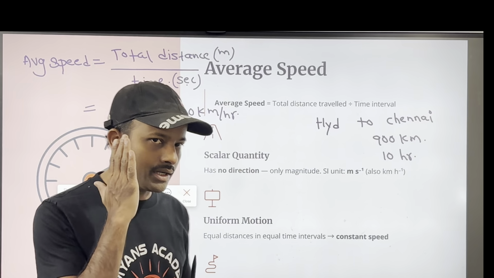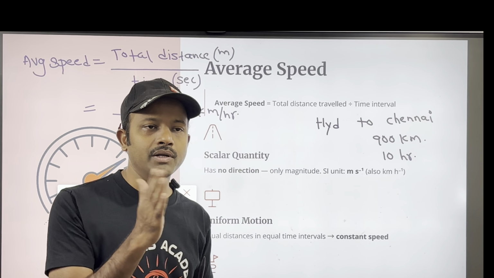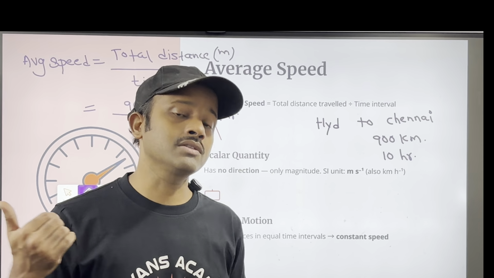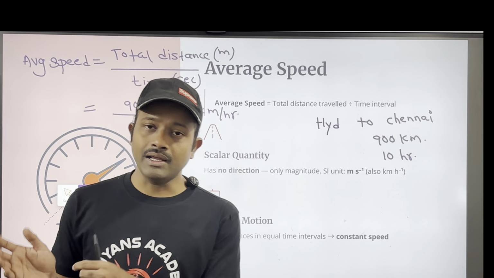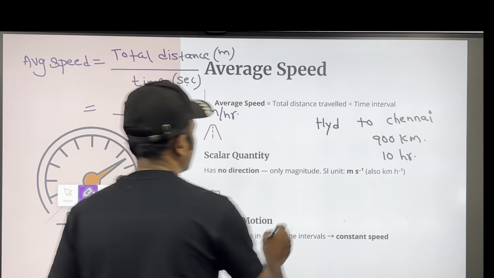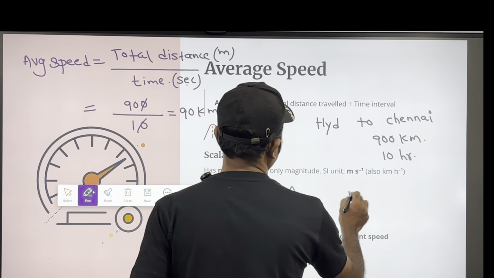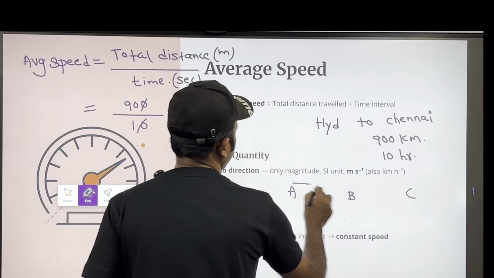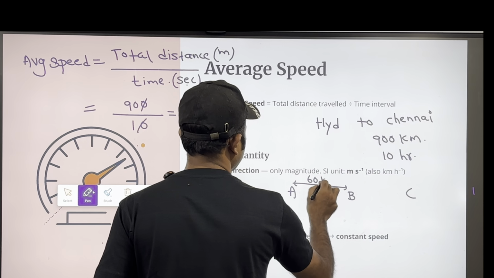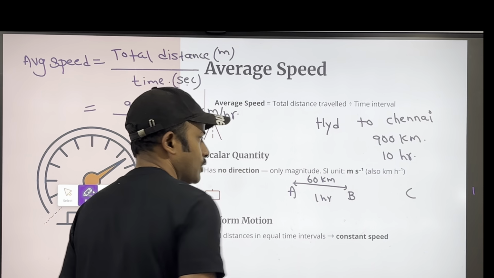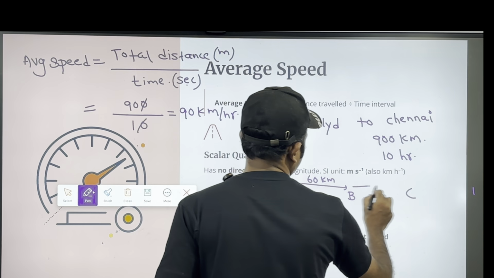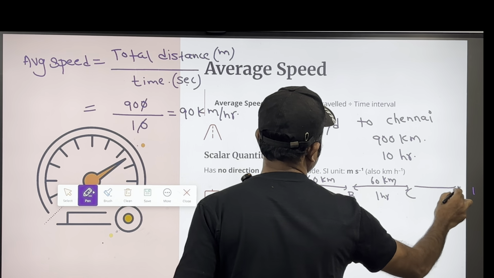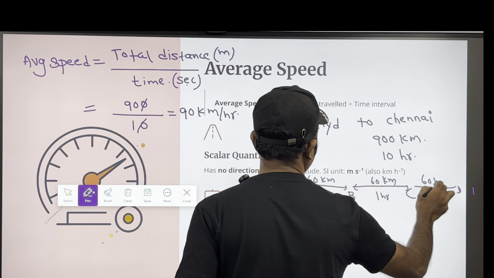Suppose you are maintaining the same speed, so your speedometer is not deflecting. It is always showing 60 km per hour, which means you are moving with constant speed. Let us say you are moving from A to B, B to C, C to D, taking 3 gaps. From A to B, your car moves 60 km in 1 hour. In the next hour also your car moves 60 km, and in the next hour also 60 km.